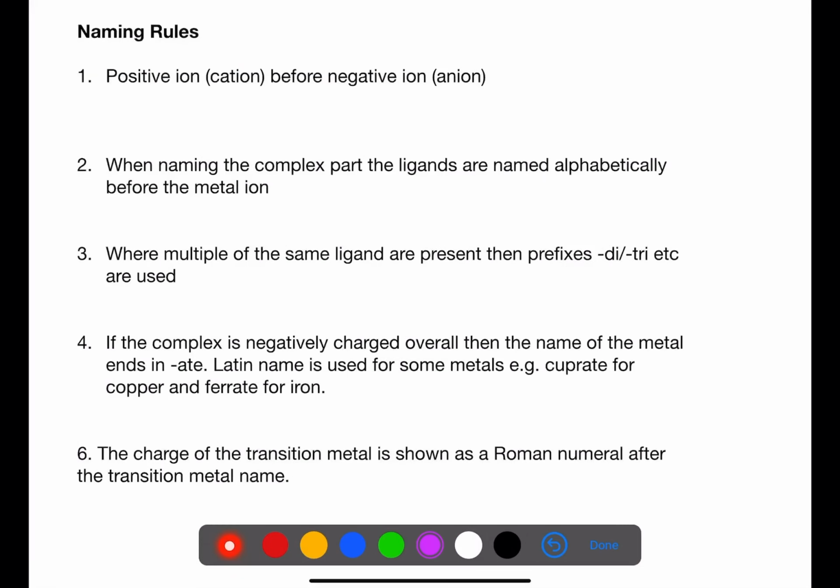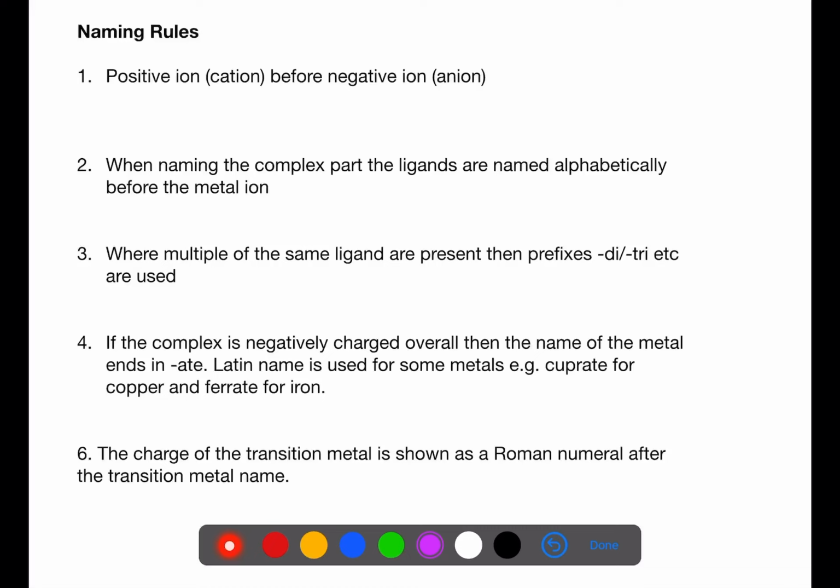There are specific rules that we need to follow when naming transition metal compounds. The first rule is one that you've been following for many years, and that is that the positive ion or the cation must go before the negative ion. For example, sodium chloride, where sodium would be a positive ion and chloride would be the negative ion.